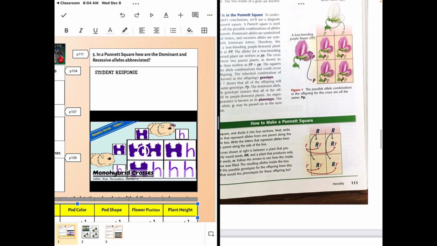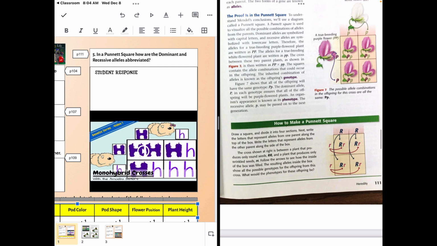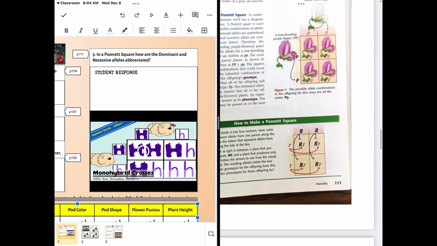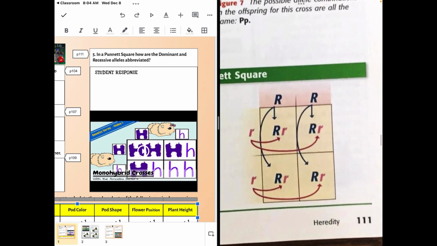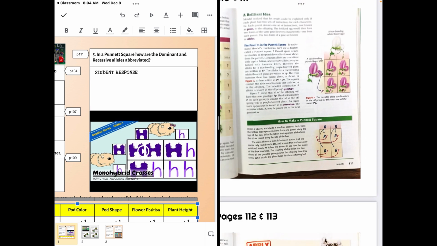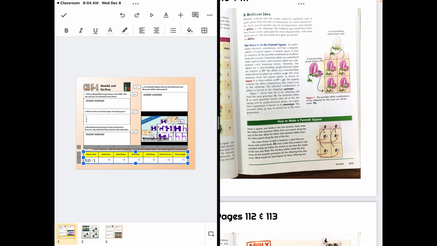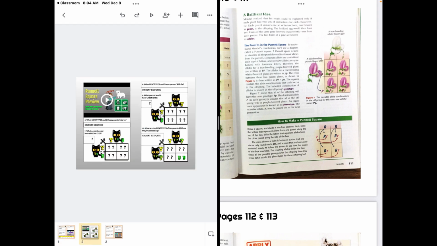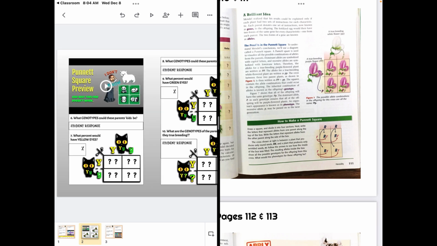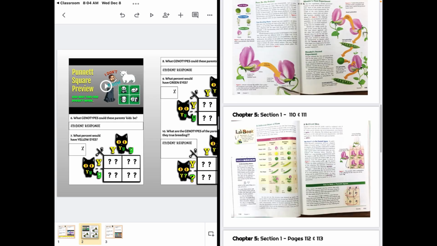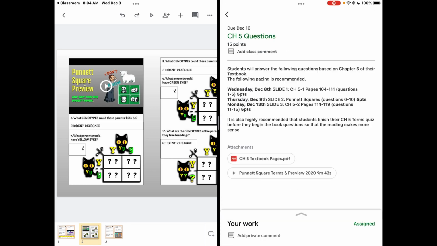So here's another one where we have round seeds and wrinkled seeds. Round gets a capital R and wrinkled gets a lowercase r. So those are different Punnett Squares, and you'll actually make some later. To get an intro into the Punnett Squares, you would want to watch this video, which is the same video that's linked back in Google Classroom.